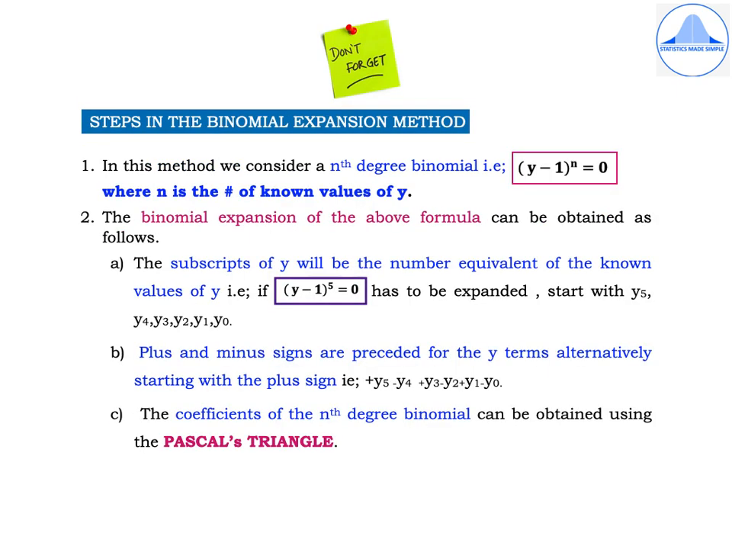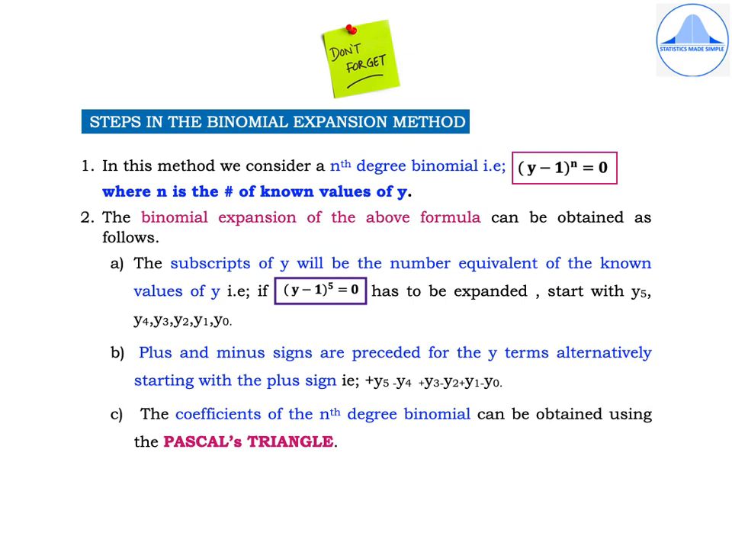Let us now learn the steps in the binomial expansion method. The first step is that in this method we consider an nth degree binomial, that is (y minus 1) to the power n equal to 0, where n is the number of known values of y.